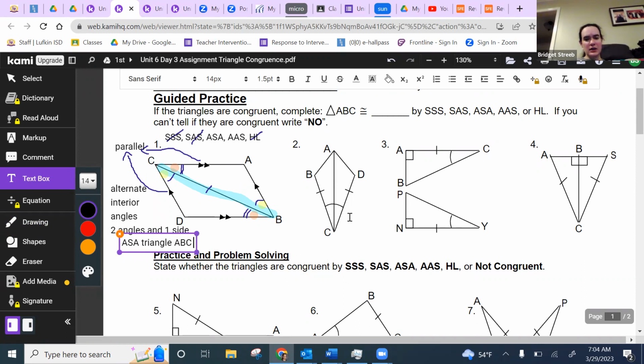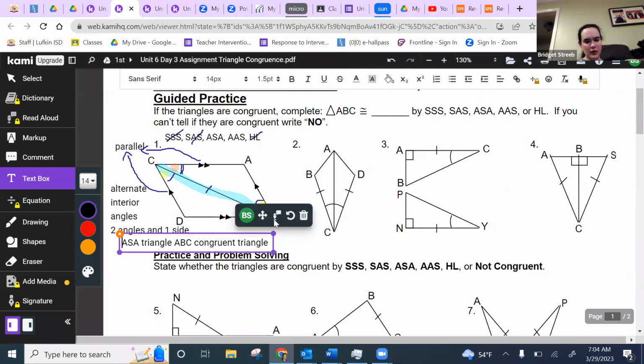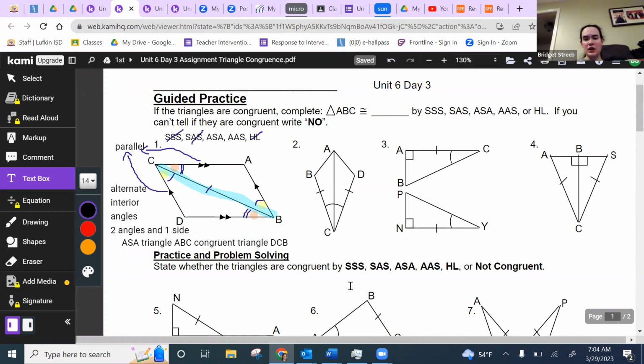ABC is congruent to triangle DC. Okay, so I know that some of you are going, Miss Stream, no, that's not right, because y'all are wanting to do DBC. But look at my markings. For ABC, I went from A, which has nothing, to B, which has a yellow mark, to C, which has an orange mark. I need to follow that pattern. So D to C to B.